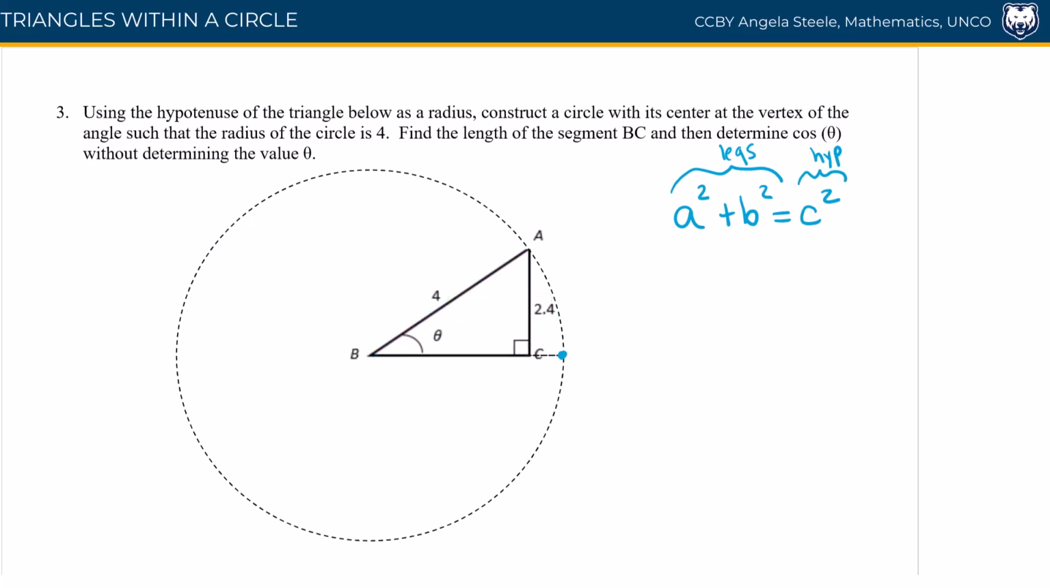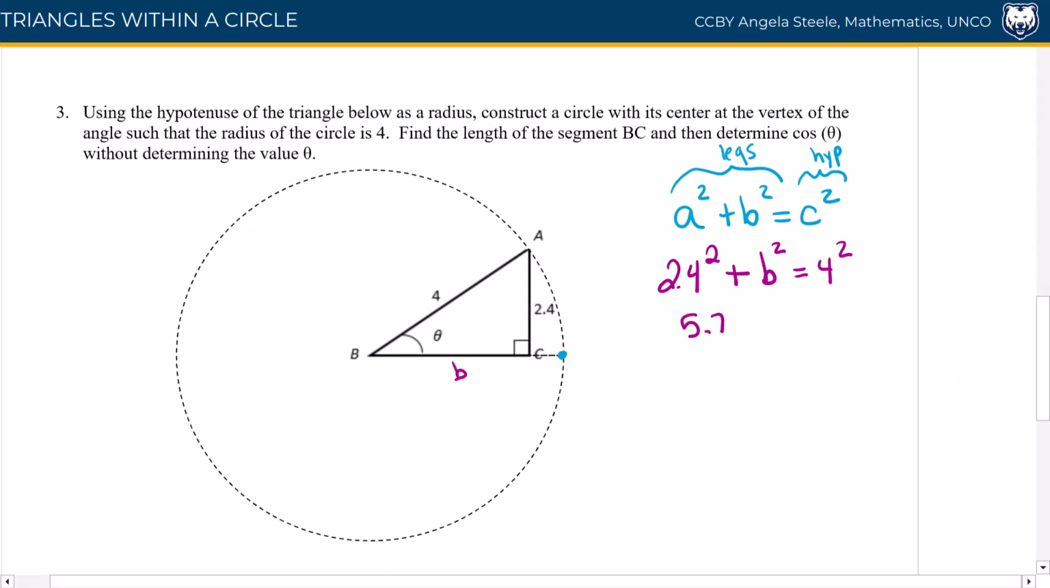So one of the legs is 2.4 squared plus, we're going to leave b as a variable, so we have b squared equals, and then our c again is that hypotenuse, which is going to be 4 squared. Okay, simplifying this, we get 5.76 plus b squared equals 16.